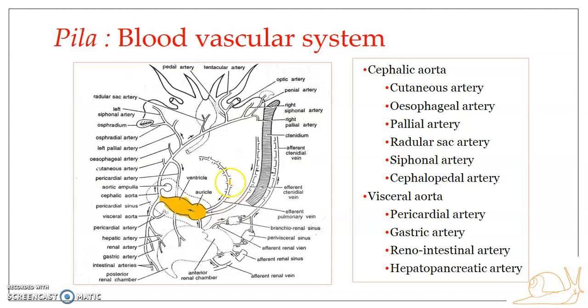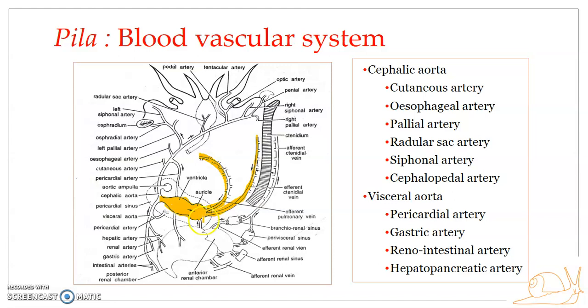The auricle receives blood from which parts of the body? Three main vessels are there, and it receives blood from three parts. One is the tinnidium, another is the pulmonary sac, and the third is the posterior renal chamber. This one carries blood from the pulmonary sac, that is the efferent pulmonary vein. And this one is the efferent tinnidial vein, because it is coming out from the tinnidium. It carries blood which is oxygenated again.